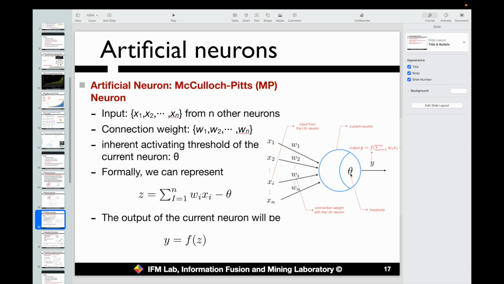We calculate one intermediate result first as z here, and the final output by the neuron will be decided by both the z we calculate here as well as the activation function we define here. Okay, so this is the architecture for the artificial neuron we can use for building deep learning models. And you may wonder what activation functions we can use to define this F mapping as shown here.